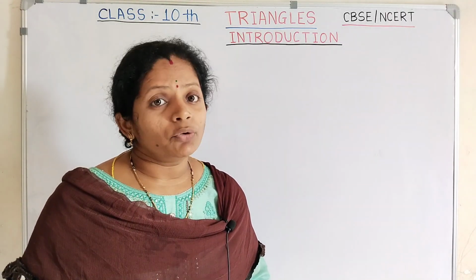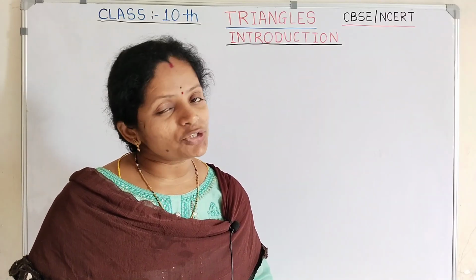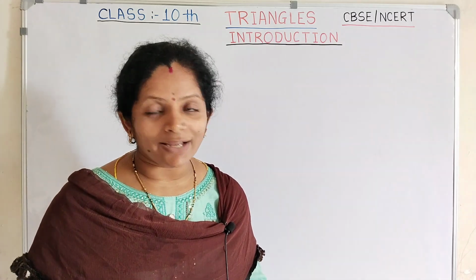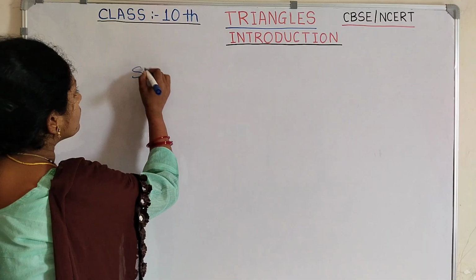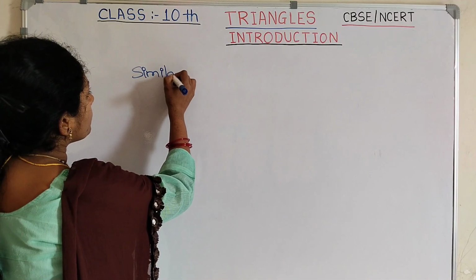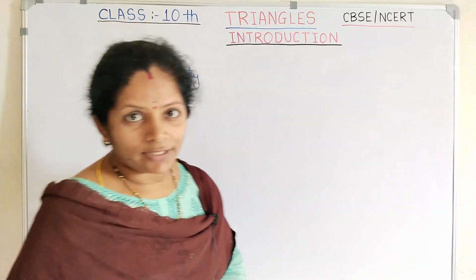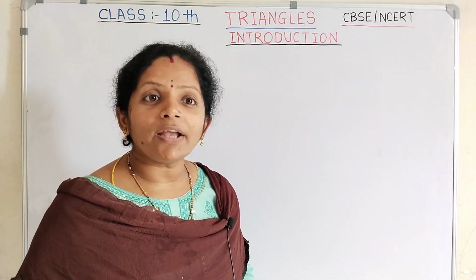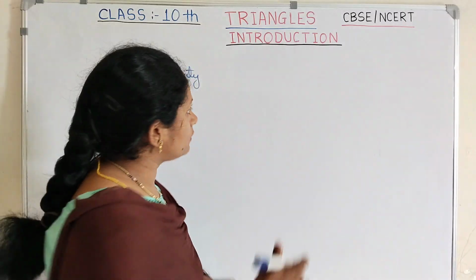In 9th standard, you have learnt about the congruence of two triangles. Now, in this 10th class, the new thing you are going to learn is about similarity. You are going to study about the similarity. But before going to the similarity, let us just revise how two shapes are said to be congruent.